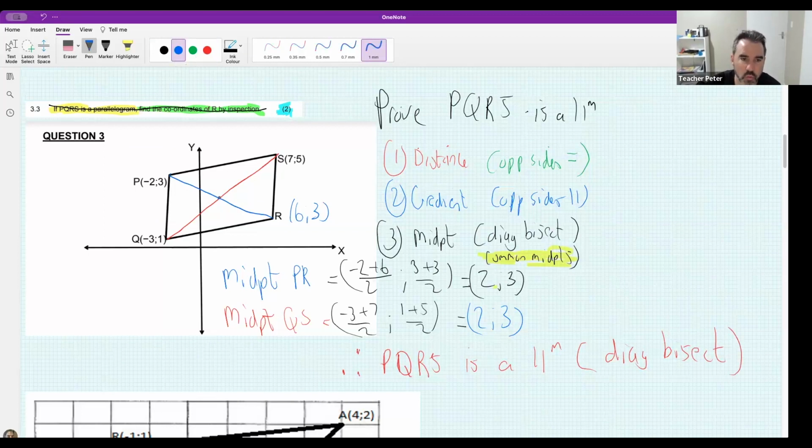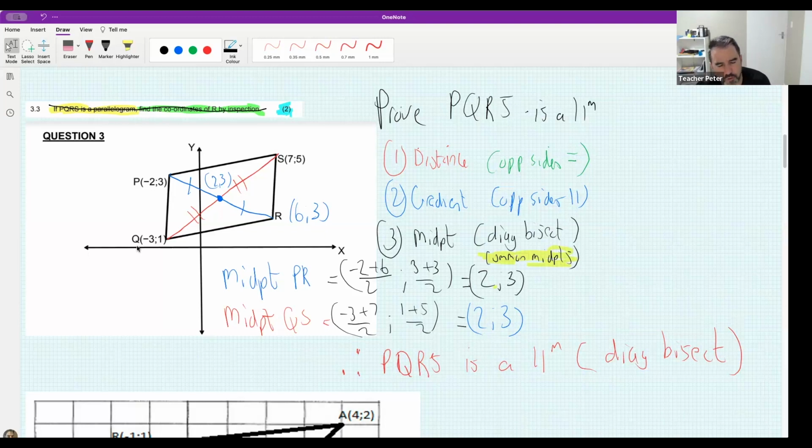So what I've shown, because this is the common midpoint 2, 3, it means that this point cuts the blue one in half. It also cuts the red one in half. Now we can visually see the red one is longer than the blue one, so it's not that they're equal. It's just that this common midpoint cuts this in half. And so it is a parallelogram. So that's how you would prove, if you're given 4 points and they say this is a quadrilateral, that something is a parallelogram.